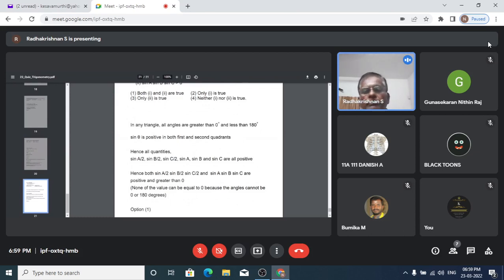And any angle by 2 will also be in the range 0 to 180. Right? Or rather, angle by 2 will be only in the range 0 to 90. So any of the quantities, sin A by 2, sin B by 2, sin C by 2, sin A, sin B, sin C, will all be positive only.